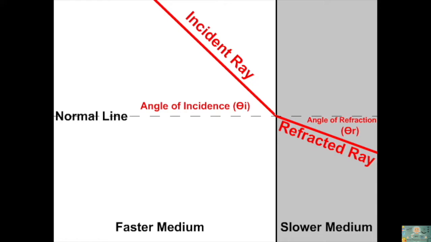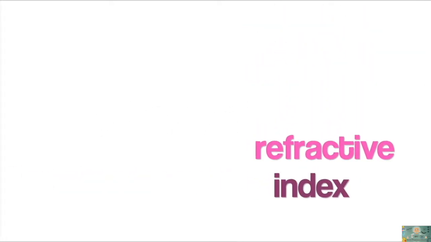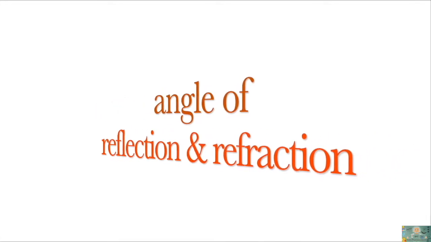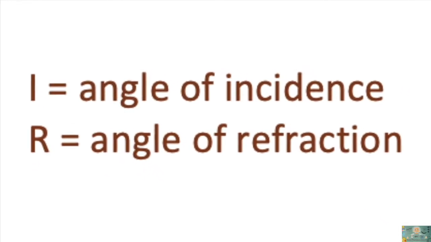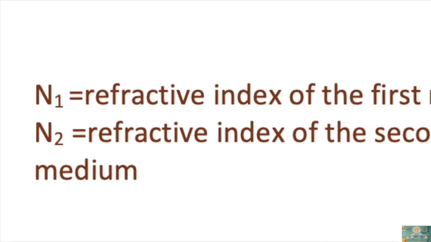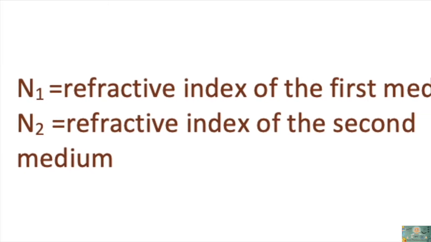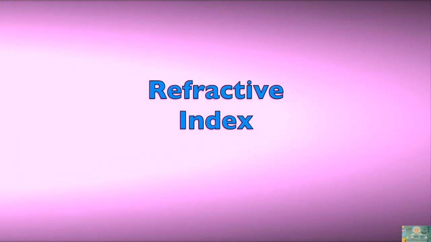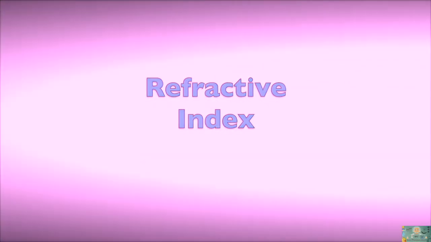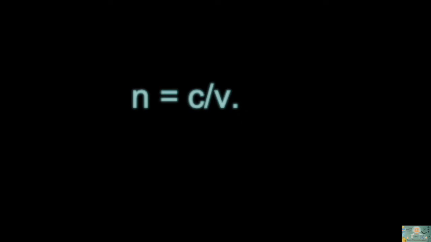The law that governs this phenomenon is known as Snell's law. Snell's law gives the relation between the refractive index and the angles of incidence and refraction. That is, n1 sin i equals n2 sin r. i is called the angle of incidence, r is called the angle of refraction, n1 is the refractive index of the first medium and n2 is the refractive index of the second medium. Refractive index is given by the ratio of the speed of light in vacuum to that in the medium. It is n equals c by v.